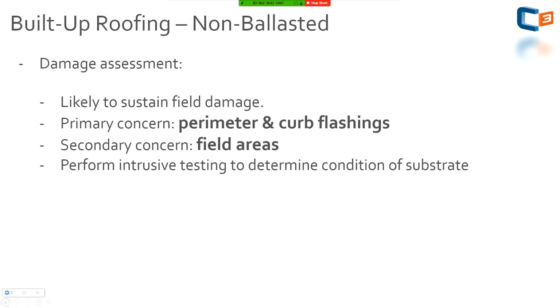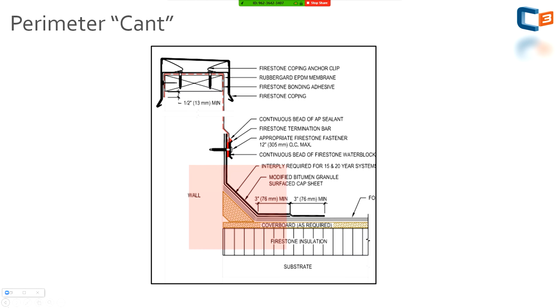If you have a non-ballasted roof, a built-up roof, meaning no rock is on the roof, obviously the field is very exposed, so you are likely to sustain field damage. Your primary concern here, though, is still the most susceptible areas, which could be unsupported areas at the perimeters or curb flashings. Your secondary concern is the field area. This is going to sustain damage more easily than ballasted systems. And then again, always perform intrusive testing.